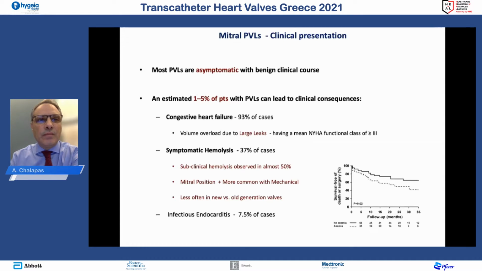Clinically, most of them are asymptomatic with a relatively benign clinical course. However, up to 5% of the cases can lead to severe clinical consequences, such as congestive heart failure that occurs in most of the cases due to volume overload. And we've seen that mainly with large leaks, or symptomatic hemolysis that occurs in almost 40% of the cases. It is more often in mitral compared to aortic position. And lately, with the use of new generation valves, we've seen this complication less often.